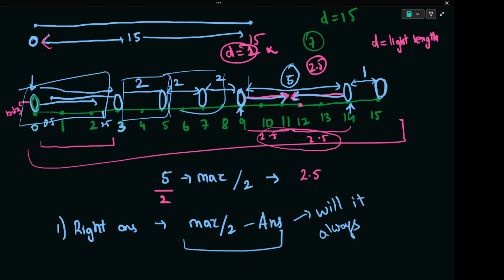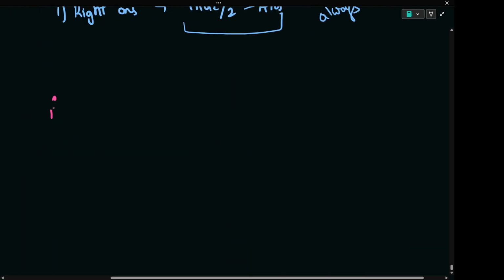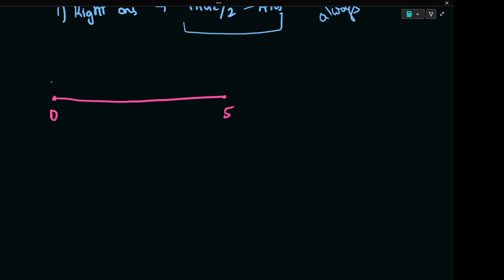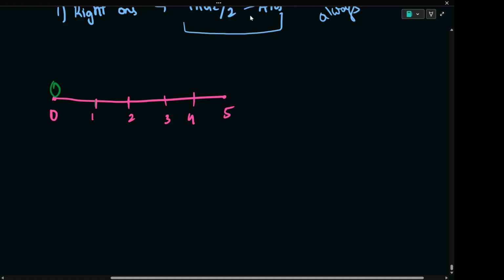Because what if there is a situation like this? We have 1, we have 0, right? From 0 to let's say 5, correct? We have a bulb at 0, lantern, I mean, whatever. Let me write down the coordinates first. So this will be 1, this will be 2, this will be 3, this will be 4, right? So we have a bulb at 0, and also let's say we have a bulb at 1. We only have 2 bulbs here, 2 lanterns.